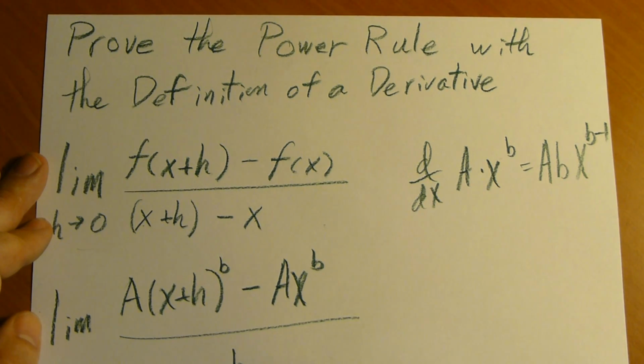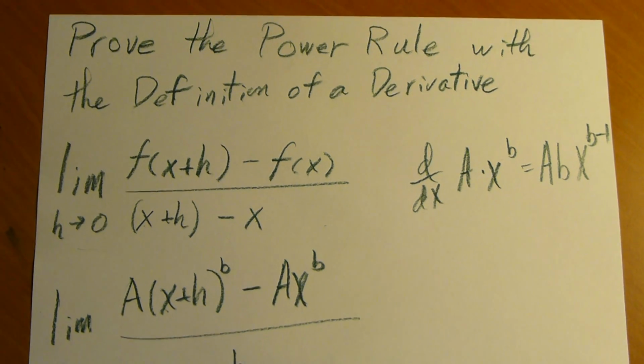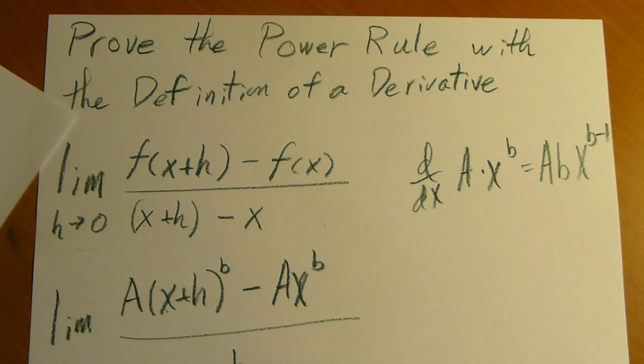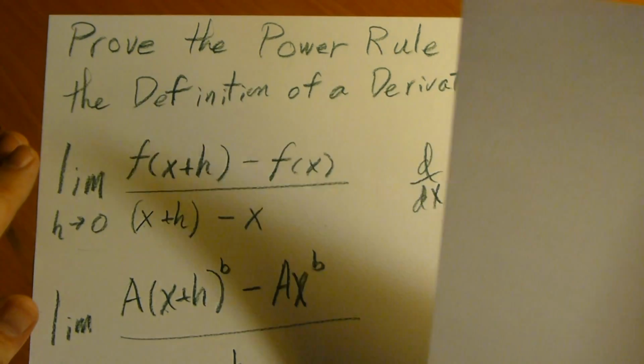Okay, well, the trick here, what do we do from here? We don't know what b is. b might not even be an integer, much less a rational number. So what are we going to do here? We are going to use the binomial expansion.